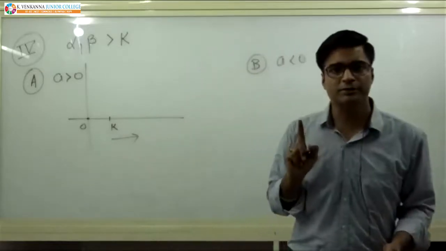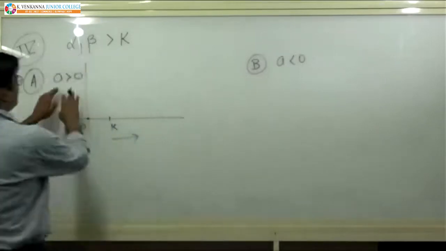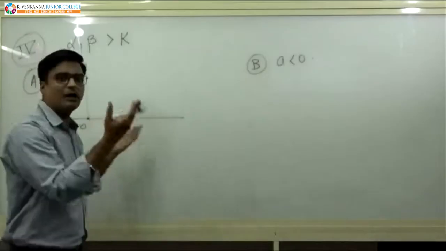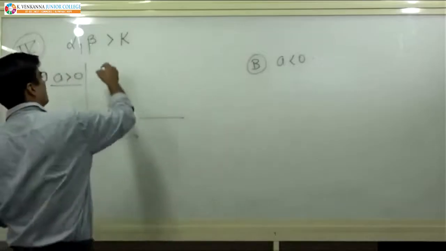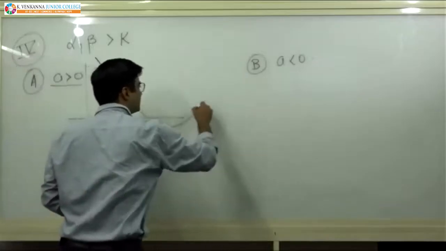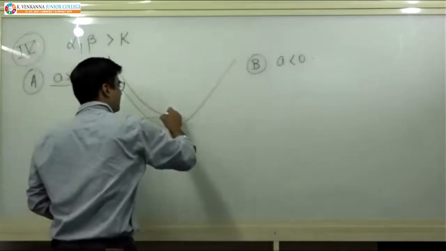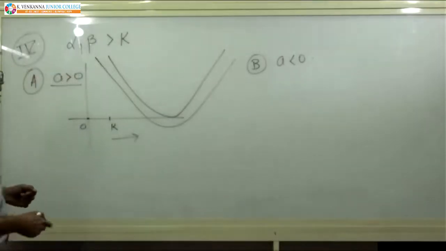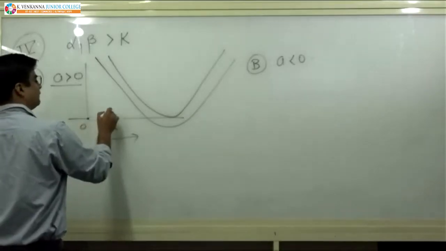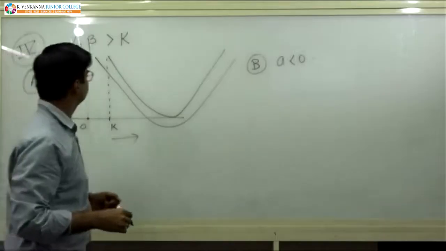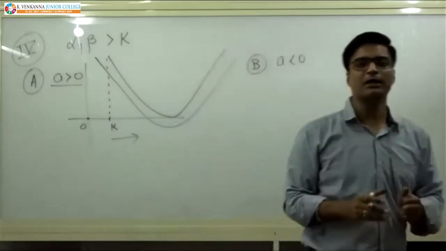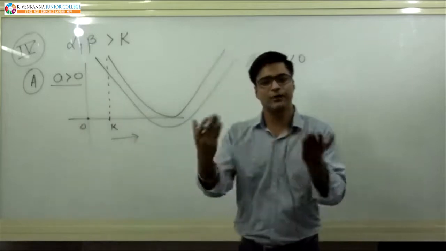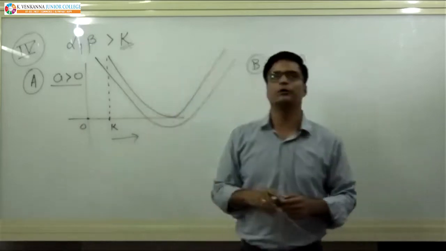Right, you understood this? And as a is greater than 0, that means our parabola will open upwards. So our curve will look like this, or it will just touch the x-axis and turn back. And instead of 0 we will use k as the reference value. This 0 is of no use in this particular case because we are talking about values greater than k.